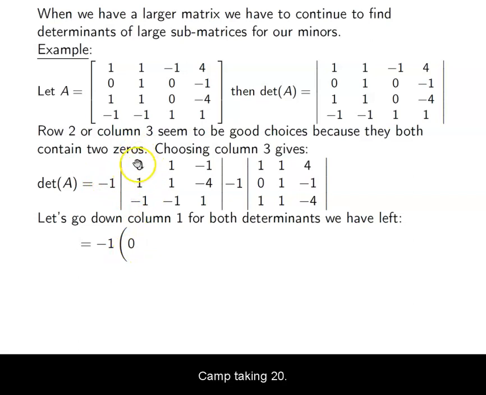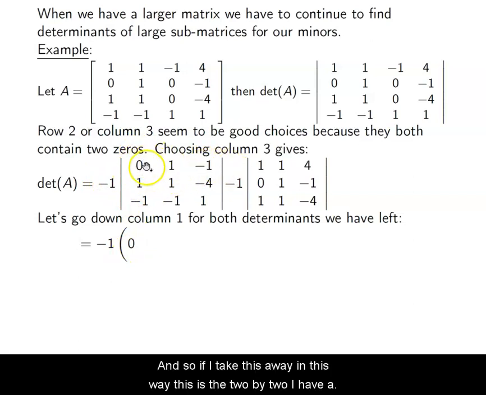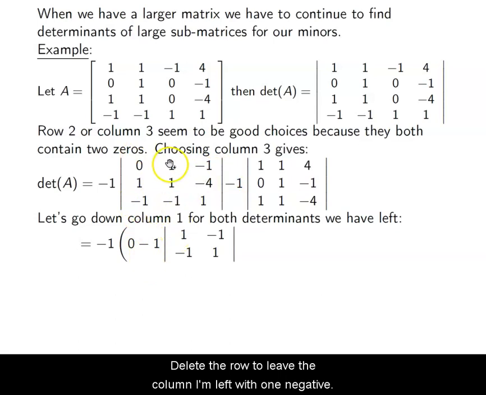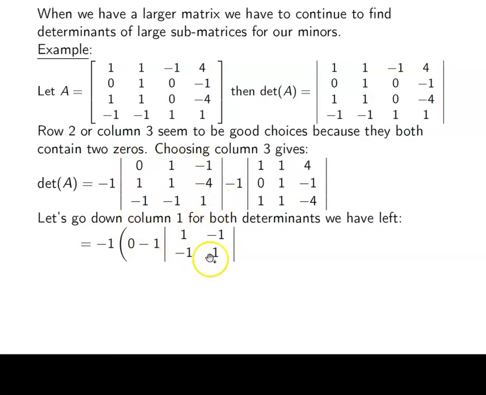Okay. Well, here I'm taking the 0. And so if I take this away and this way, this is the 2 by 2 I have left. Okay. So it doesn't matter, it goes to 0. This one will be negative. Delete the row, delete the column. I'm left with 1, -1, -1, 1. Okay. So plus, minus, plus. So I'll have another -1, and I'll have this as a submatrix, 1, -1, 1, -4.